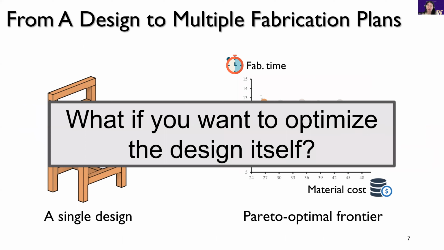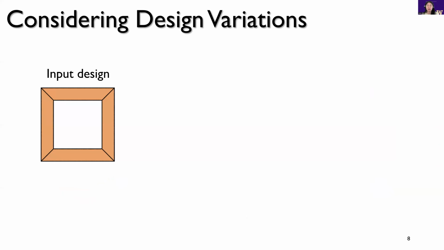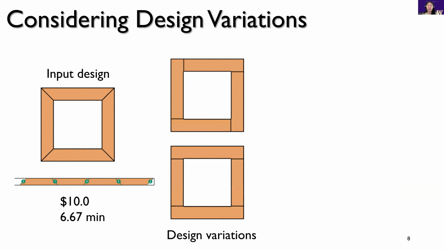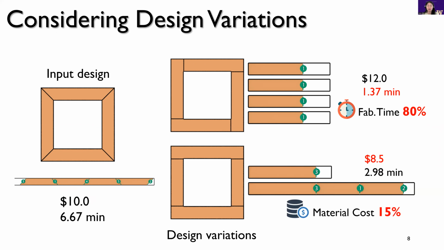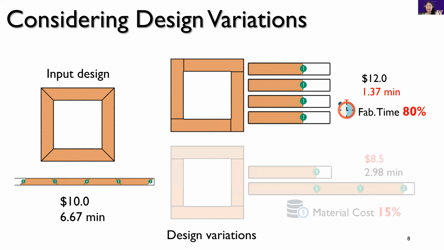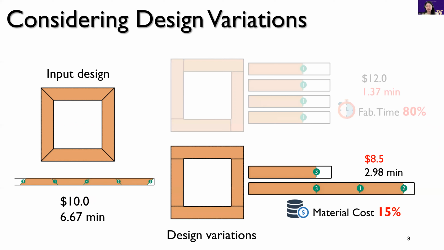In general, when experts want to optimize fabrication, they will also consider variations of a given design. For example, consider this model and one of its Pareto-optimal fabrication plans. We can generate design variations by discretely varying the joints of the input design. Now we are able to get a fabrication plan that is 80% faster to manufacture and one that reduces material costs by 15%. As you can see, the first design variation produces 4 identical parts, which can be fabricated with one single cut. The second design variation produces 2 long and 2 short parts, which can be packed into just 2 pieces of stock, which is impossible for the input design.